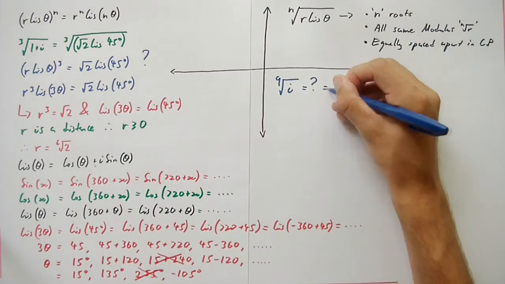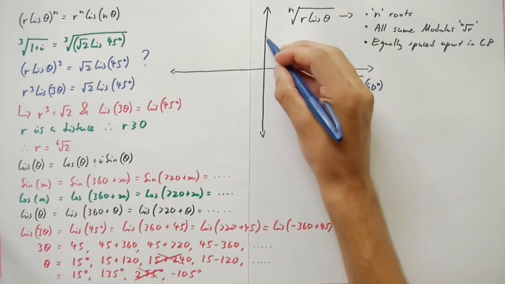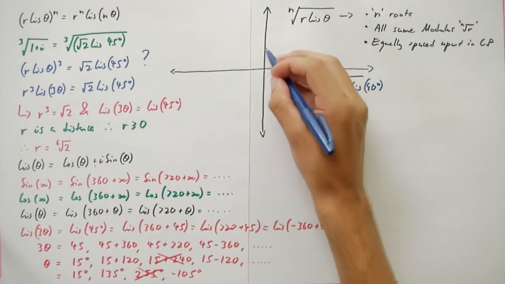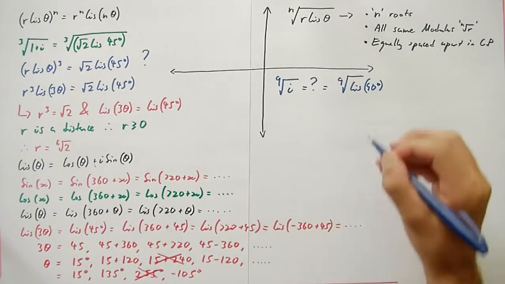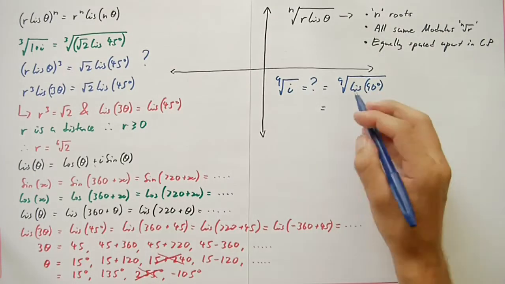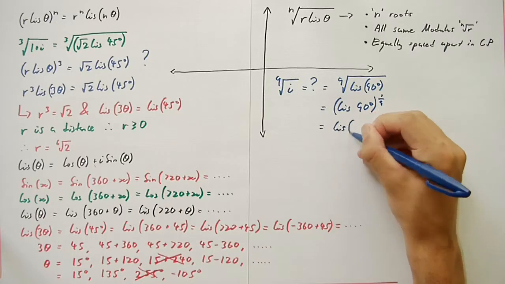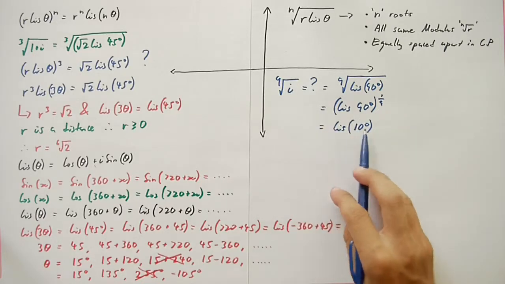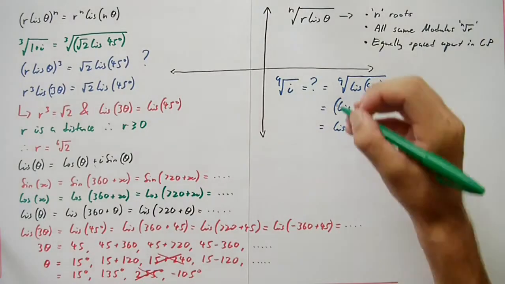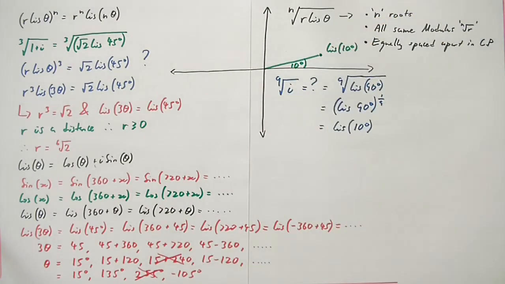And now I know this to be cis of 90 degrees, but you can just see this from the complex plane because it's about here. So the modulus is obviously 1, and this argument is 90 degrees. So now we have the 9th root of cis of 90 degrees, which equals cis of 90 degrees to the power of 1 over 9, and by De Moivre's theorem, this equals cis of 10 degrees. Let's go ahead and plot cis of 10 degrees in our complex plane, like this.